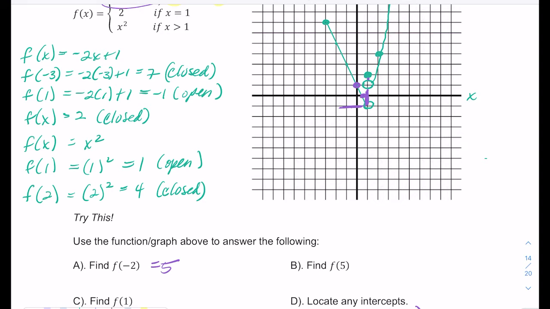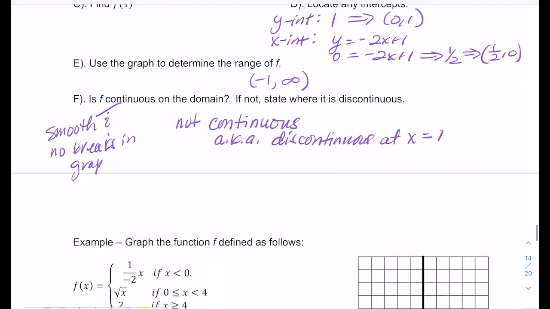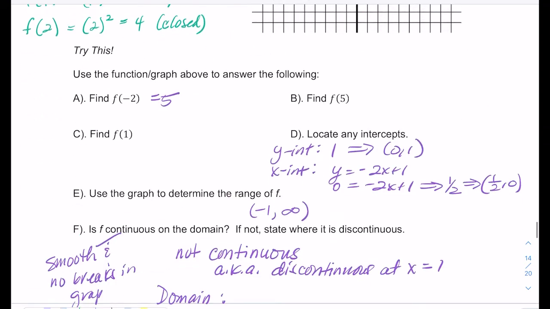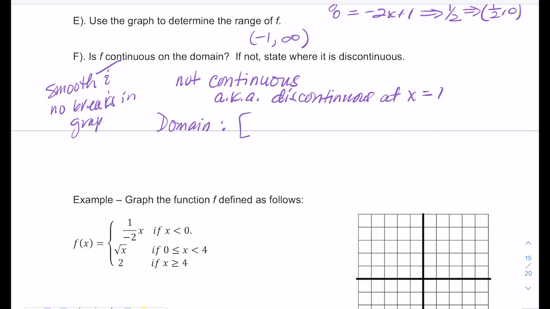Now, if I needed to find the domain, it's not asking for it because it's not continuous, but let's say I wanted to find the domain. Remember, domain are the x values. So the lowest x value I have right here would be negative 3. And then the holes in the graph are eventually filled in by those closed circles. So the domain goes on forever from negative 3. So x can equal negative 3, and then it extends forever to infinity. So it would be negative 3 to infinity.